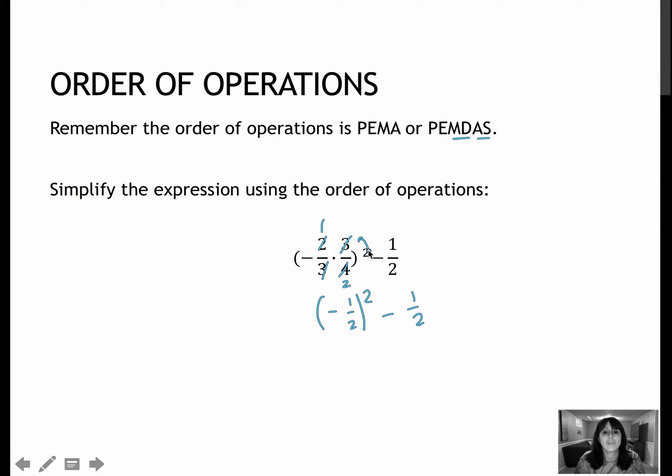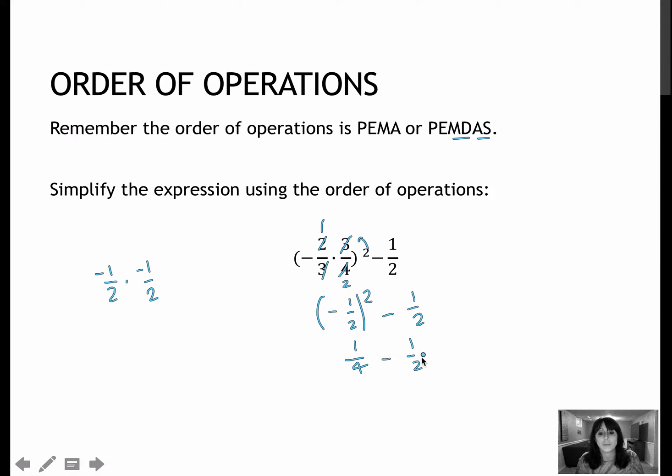So negative 1/2 squared would be negative 1/2 times negative 1/2. So if I need to, I can think about it like this. Negative 1 times negative 1 is positive 1. 2 times 2 is 4. So now I have 1/4 minus 1/2.